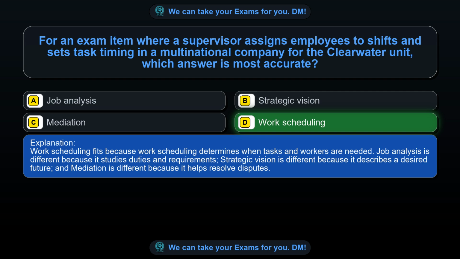Work scheduling fits because work scheduling determines when tasks and workers are needed. Job analysis is different because it studies duties and requirements. Strategic vision is different because it describes a desired future, and mediation is different because it helps resolve disputes.